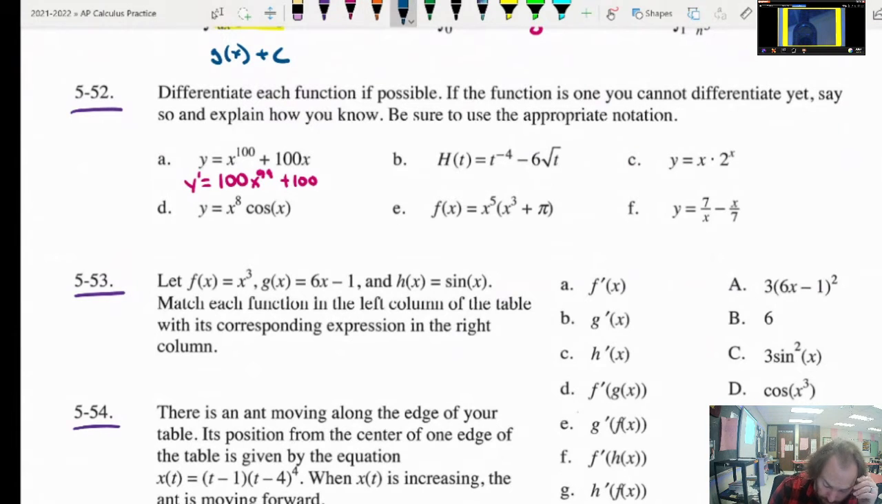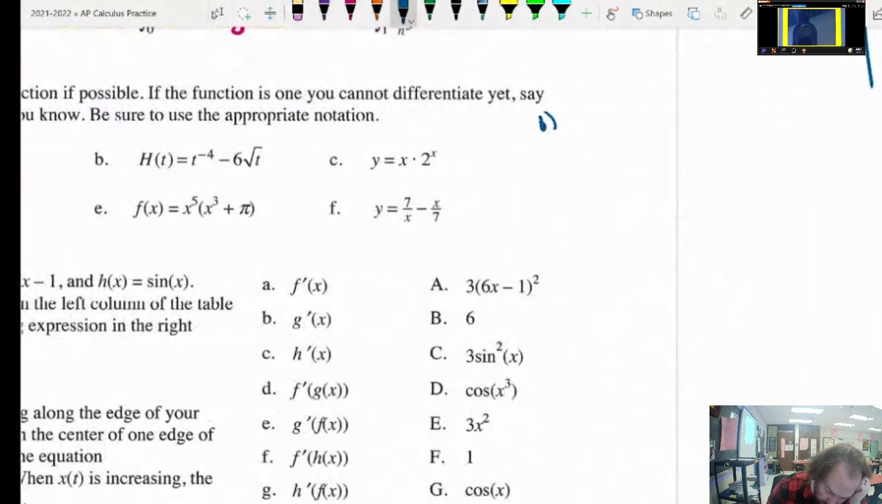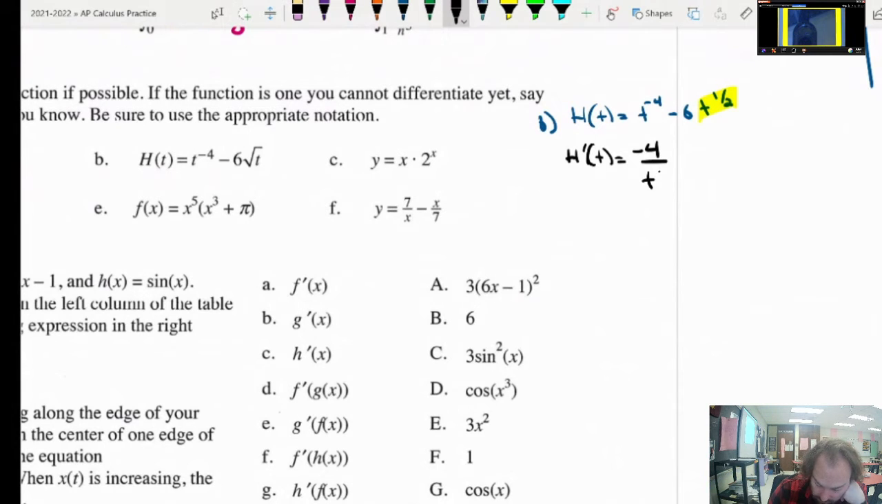Question B is also relatively easy because you can just follow the power rule. I might do B off to the side just to get some room here. H of t is t to the negative fourth power minus 6 times t to the 1/2 power. This t to the 1/2 power, we've seen it a bunch, so it's one that's worth just memorizing at this point. You get negative 4 times t to the negative fifth power. I'm going to write that as negative 4 over t to the fifth. That's the same idea. This will be minus 3 times t to the negative 1/2 power.